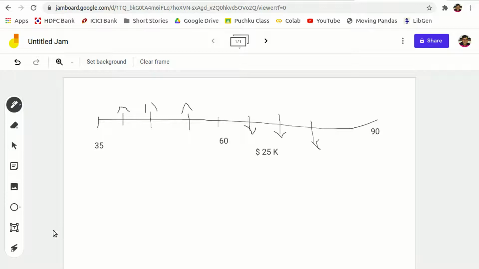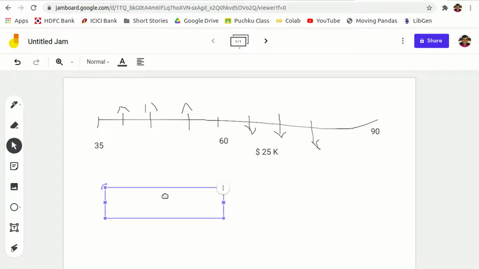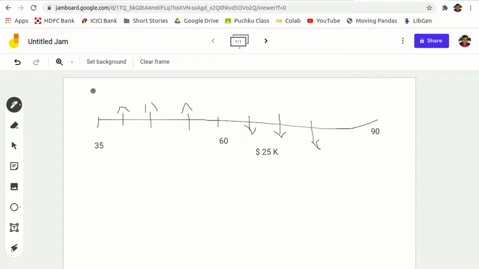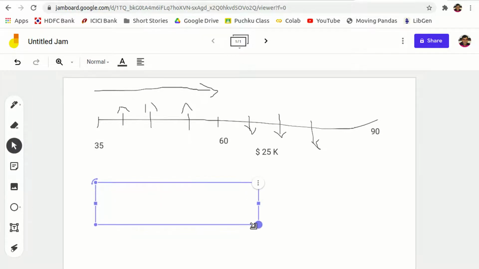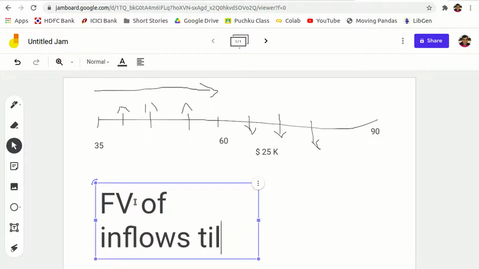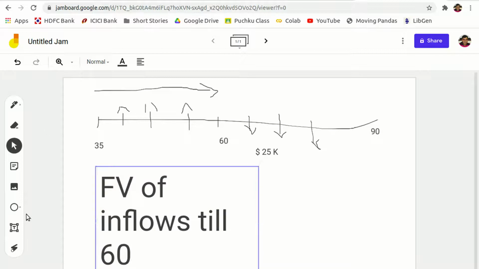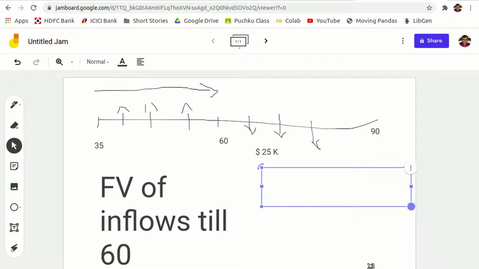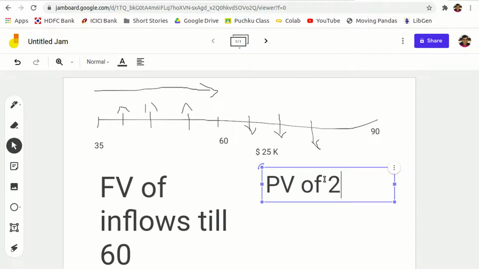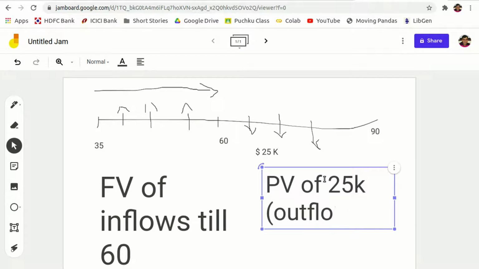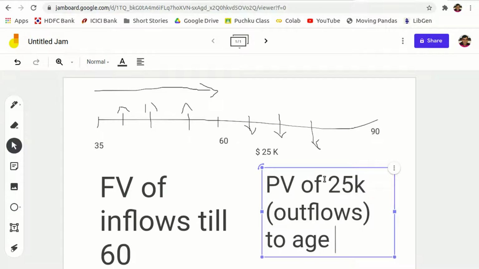If we were to reduce the problem, it basically means that from the age of 35 to 60, the future value of inflows till the age of 60 should equal the present value of the 25k outflows, present value at the age of 60.